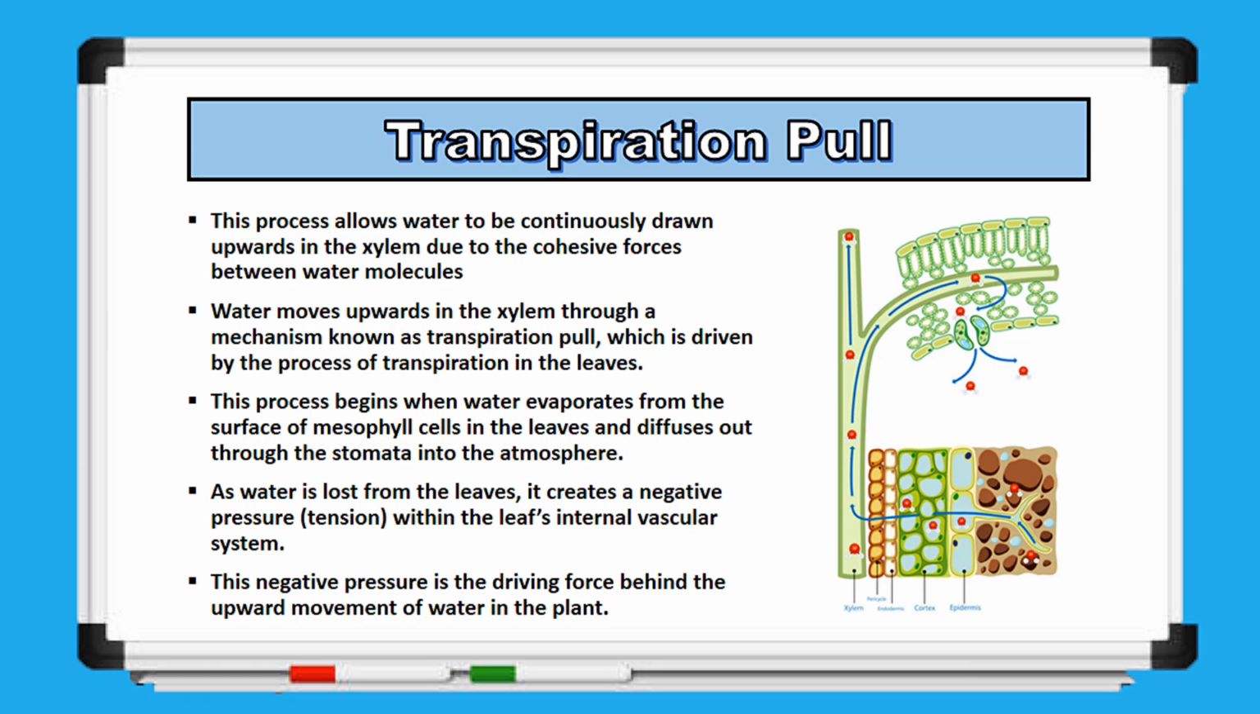Let's also comment on how the transpiration stream and the transpiration pull are different. The transpiration stream is the overall movement of water, a continuous flow from the roots to the leaves, sustained by cohesive forces between water molecules. It's like the water highway running through the plant. The transpiration pull, on the other hand, is the specific mechanism that powers the movement upward in the xylem. It's driven by transpiration happening in the leaves. The process starts when water evaporates from the surface of the mesophyll cells in the leaves and diffuses out through the stomata into the atmosphere. As this water is lost, it creates a negative pressure, or tension, inside the leaf's vascular system.